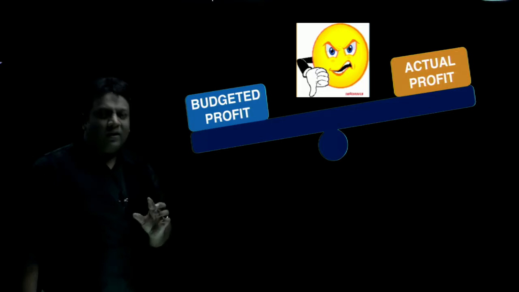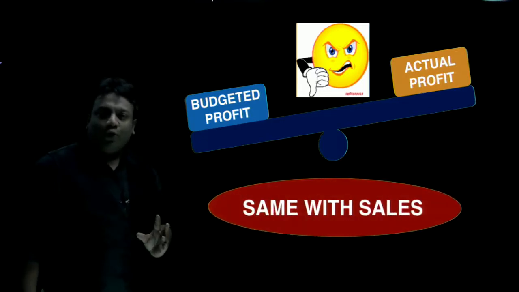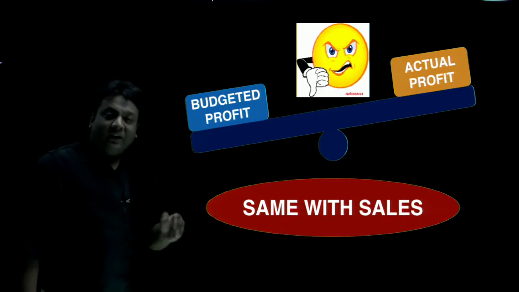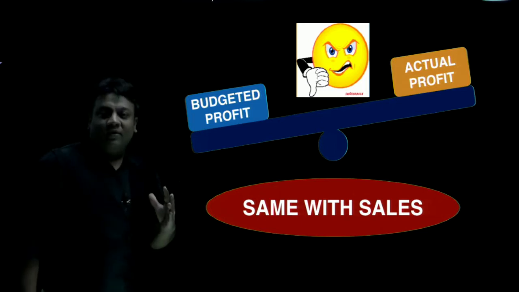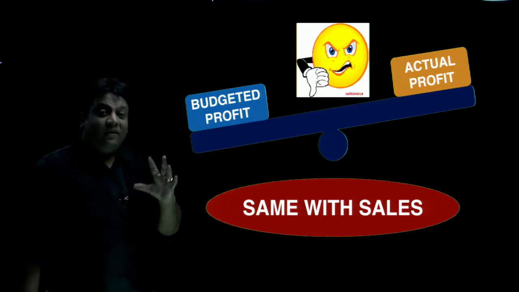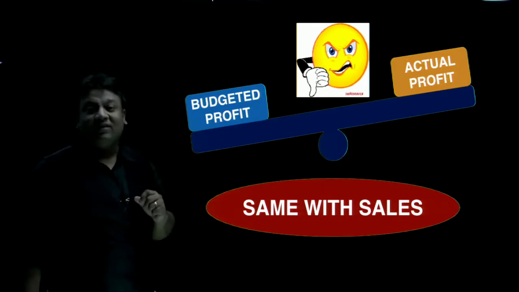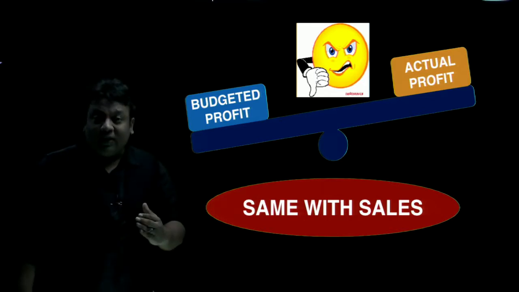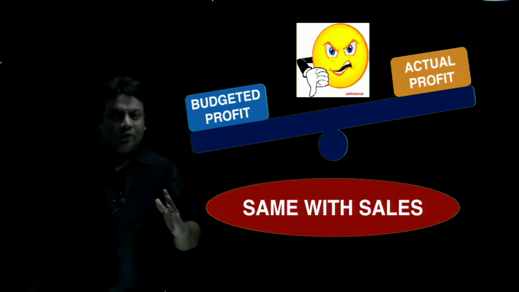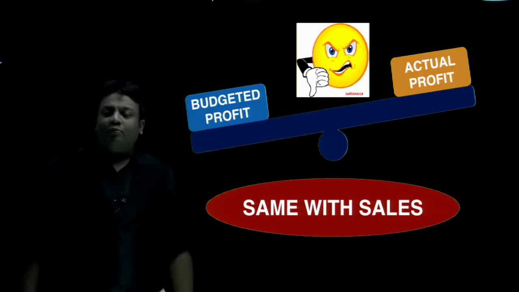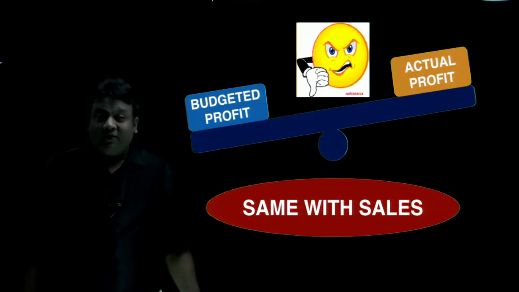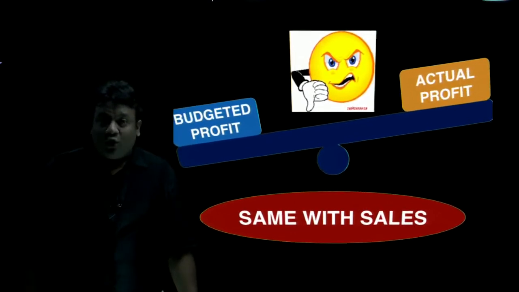Now the same thing will happen with sales also. If my actual sales is more than the budgeted sales, it will be a favorable variance. While if my budgeted sales was more and actual sales is less, then it will be an adverse variance. Okay? Clear about profit and sales variances? Yes. Let's move ahead to the next part. The next part will be cost variance. So let's come back to the seesaw.